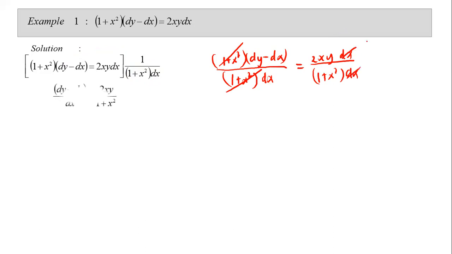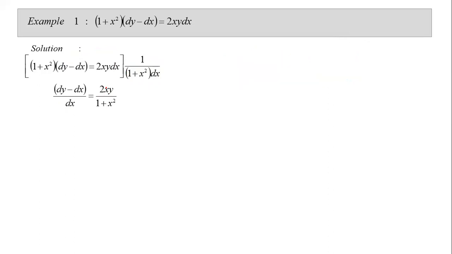Eventually, you will only have (dy minus dx) all over dx equal to 2xy all over 1 plus x squared. Then you simply distribute the dx to each term in the numerator, so you have dy/dx minus 1 equals 2x over 1 plus x squared times y, and then you just isolate the y. You recall the general form of a linear differential equation, dy/dx plus p of x times y equals q of x.